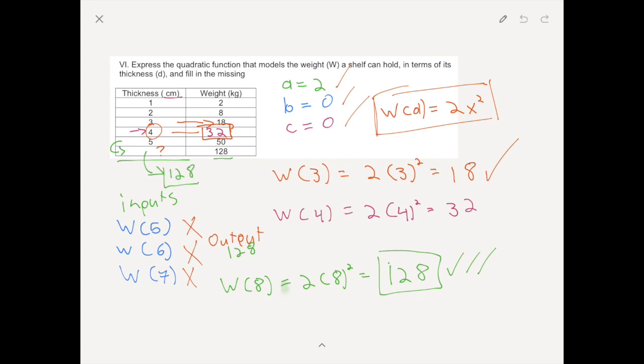For that thickness, for that input x, we have a certain weight that it can hold. In this case, 128 kilograms. That's the output. And that's it.